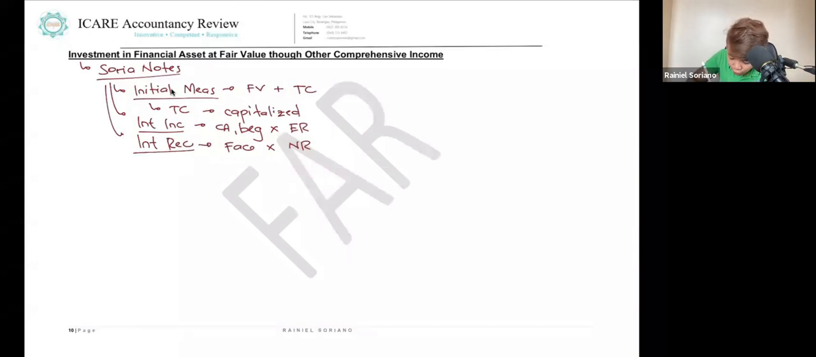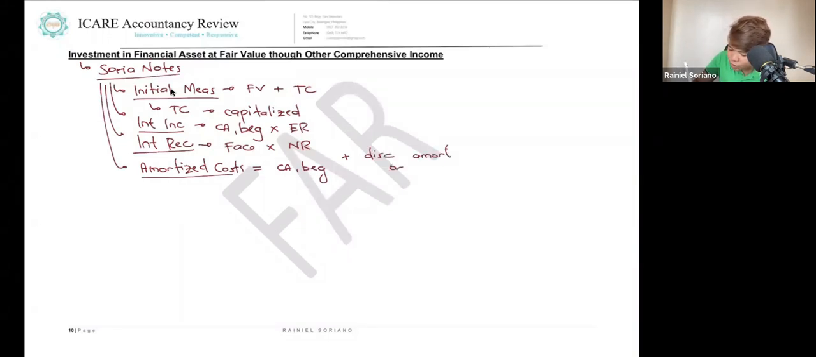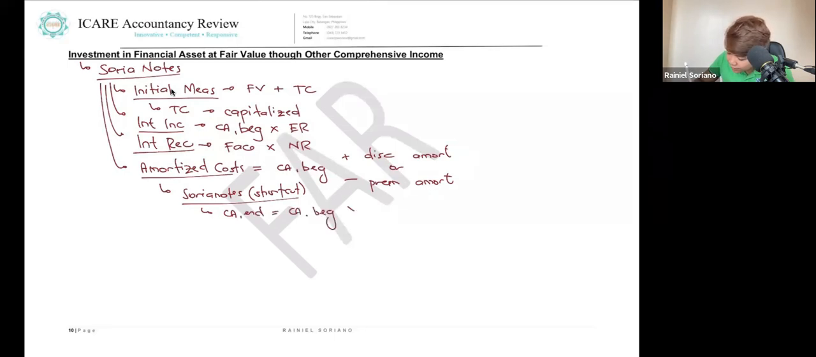So sir, ibig po bang sabihin dito, i-compute pa din po natin yung amortized cost? Yes, magko-compute pa rin tayo dito ng amortized cost. Review lang, amortized cost once again is equal to the carrying amount at the beginning plus discount amortization or minus premium amortization. So, kino-compute pa din po natin yung amortized cost na yan. Pero based on our Soria notes a while ago, doon sa ating shortcut computation, papaano nga ulit to para hindi na mag-prepare ng amortization table? Carrying amount at the end, once again, is equal to the carrying amount at the beginning times 1 plus effective rate, then minus the interest received. Alright? So, gamit-gamit po yan, whether premium or discount.